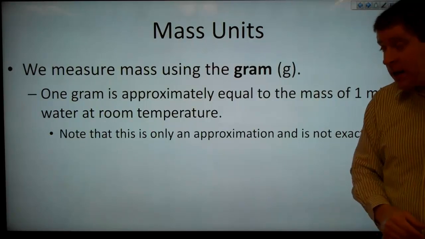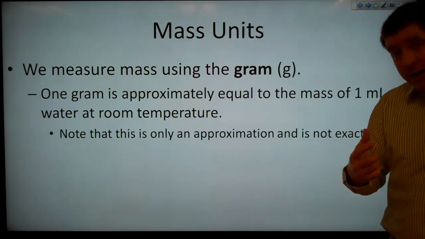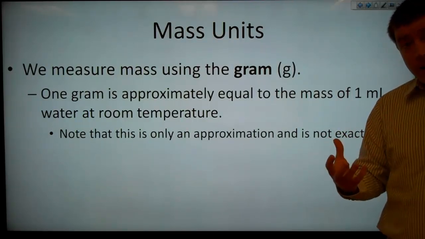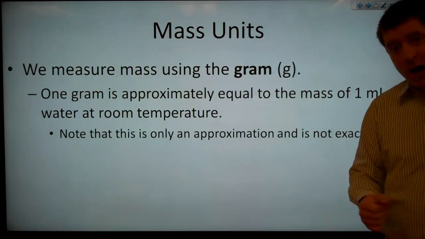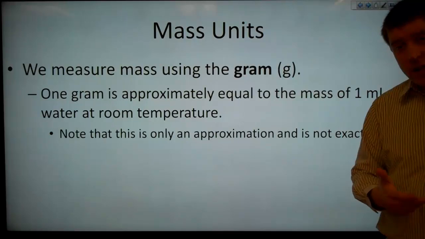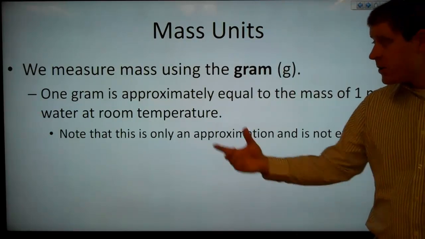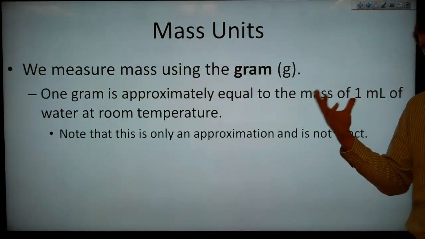So we measure mass using the gram. Again, note that the SI unit is the kilogram, but in chemistry we generally use the gram because we generally have smaller quantities, at least in most laboratory settings. We're using less than a kilogram's worth of material, so we generally measure in terms of grams. So 1 gram is approximately equal to the mass of 1 milliliter of water at room temperature.